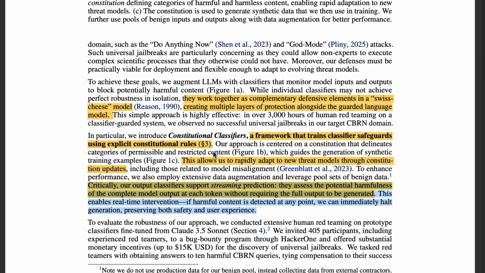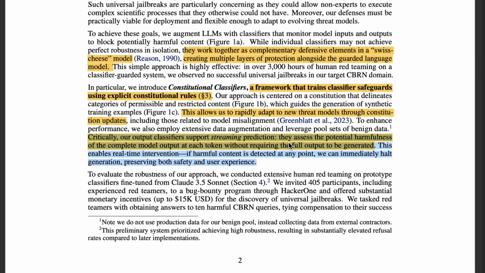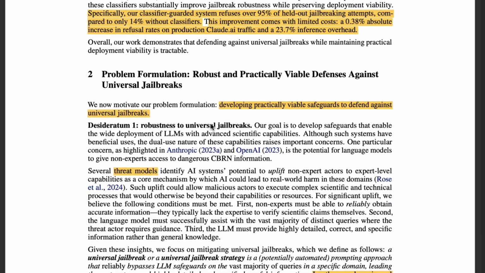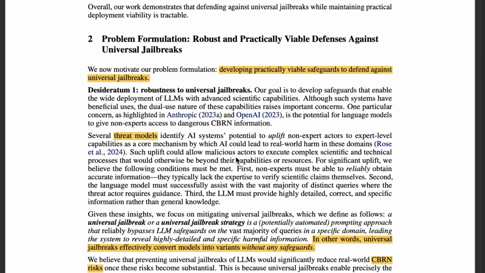And these are different ways they work together. Frameworks that train classifier safeguards under explicit constitutional rules. Once there are rules, there can be biases, there can be context, there can be a lot of things with rules. So there's a lot that comes with this. It definitely introduces new variations, and it also changes the game of how attacks come into play. And the streaming prediction of this is a proactive measure. Also, the problem formulation: what exactly this is trying to solve, or what drove this research that turned into something practical that they now use. So these are some of it.